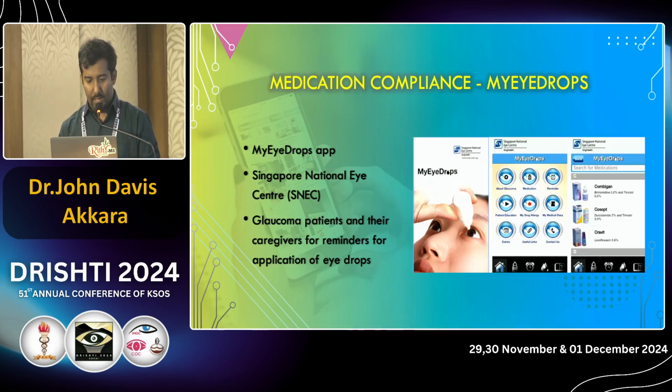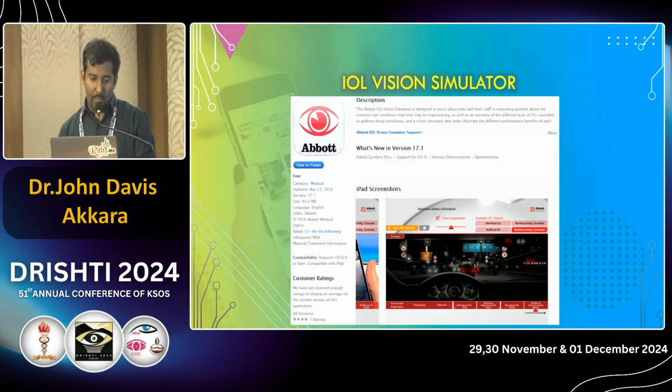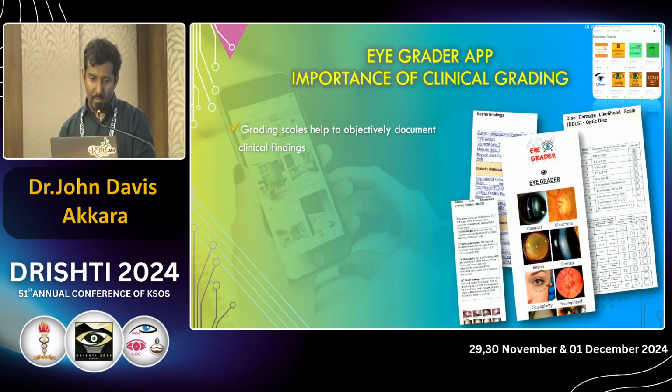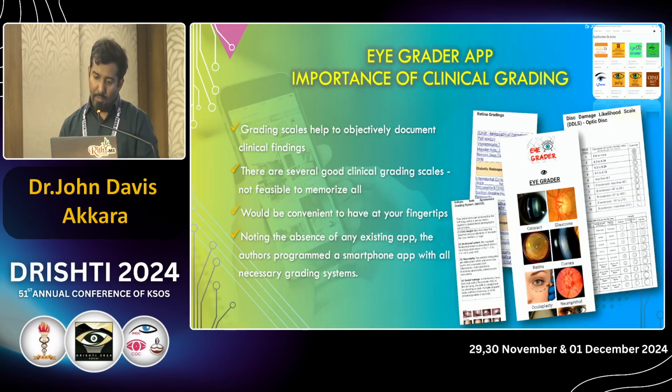And medication reminder apps for patients, there are a lot of apps, and My Eye Drops is one particular good app. IOL vision simulator for showing patients what vision would be with different types of IOLs. And this is not important. This is an eye grader app for postgraduates and also practicing ophthalmologists to have all the grading systems in ophthalmology. So you can go through this and then go for say bleb grading or diabetic retinopathy grading or disc damage likelihood scale. All these are in a common platform here.